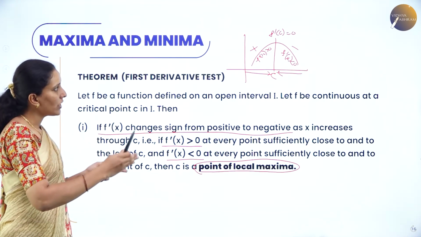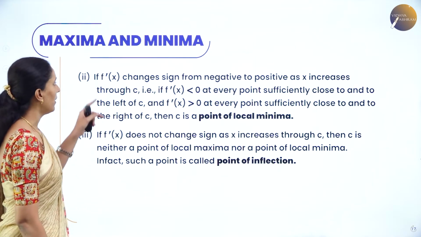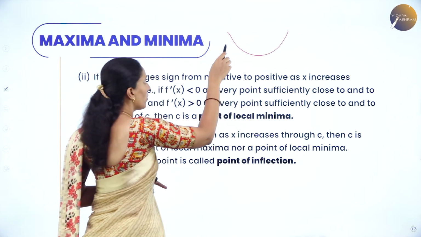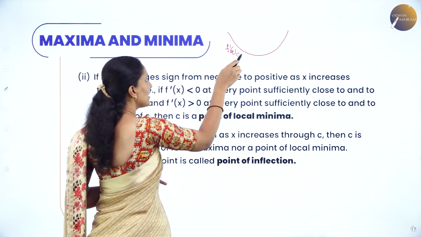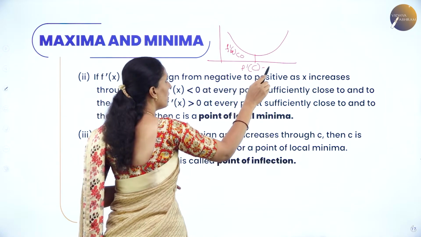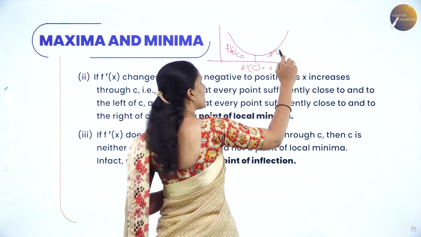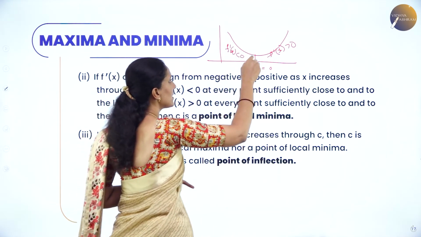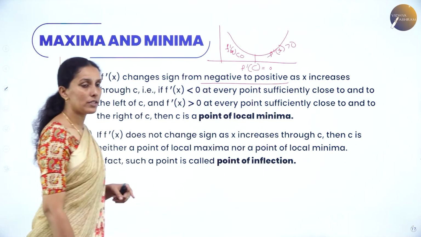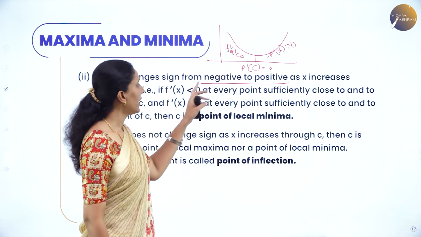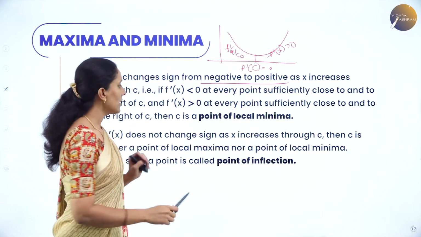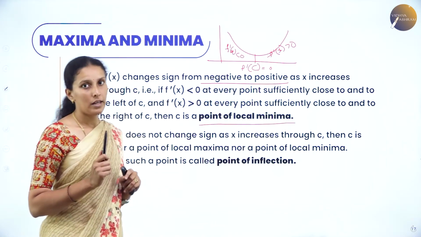The same definition applies for the point of local minima. That is, f dash of x changes from negative to positive. Here f dash of x is less than 0, and at this point C, f dash of C is 0, and here f dash of x is greater than 0. Thus, it decreases and then increases. It changes sign from negative to positive, less than 0 towards the left and greater than 0 towards the right, and thus we call it a point of local minima.